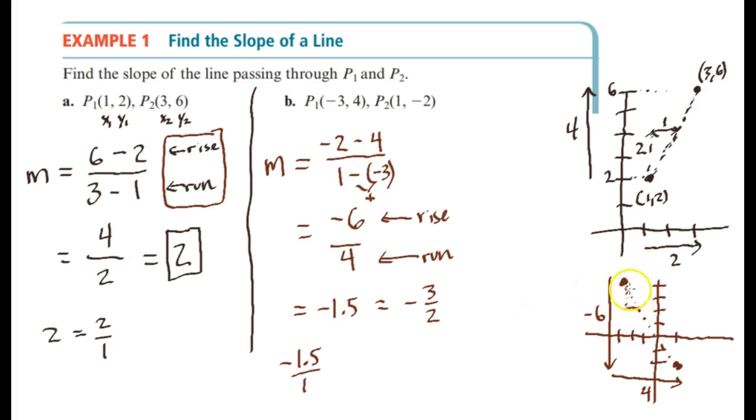So that's what the slope is telling us. For every 1.5 it goes down, it's going to the right 1, from this point to this point. The slope in this case, you can express in either form. You should either have it in the decimal form -1.5 or in the simplified fraction form -3/2.